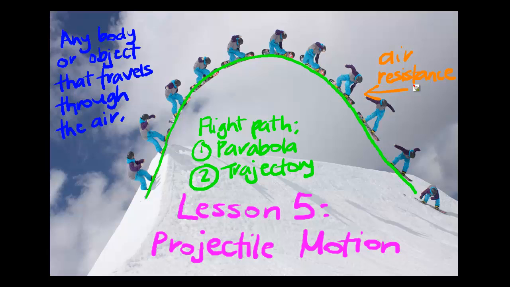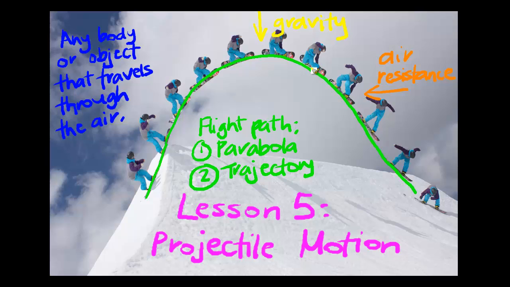Okay. The second one we're going to look at, which is acting down on the snowboarder in this direction, is known as gravity. So the gravity is pulling the snowboarder back towards Earth. It's a downwards force that's acting on the snowboarder.